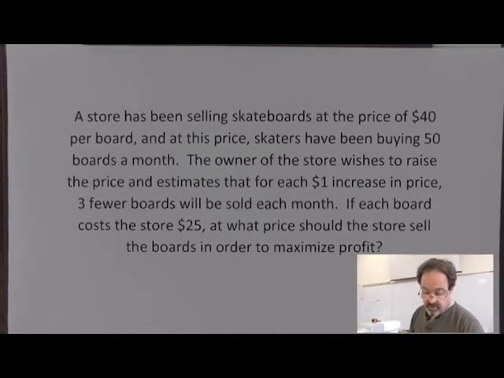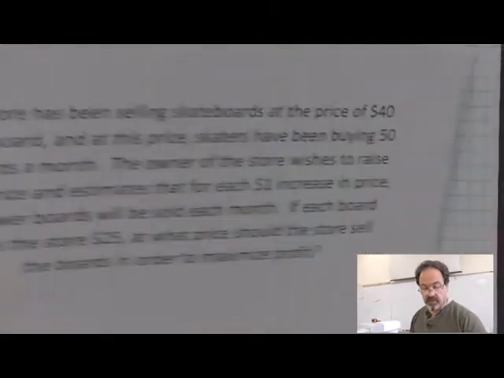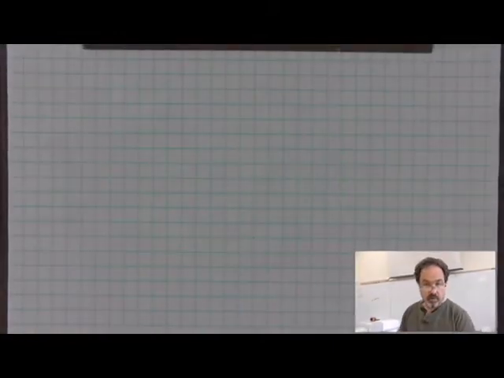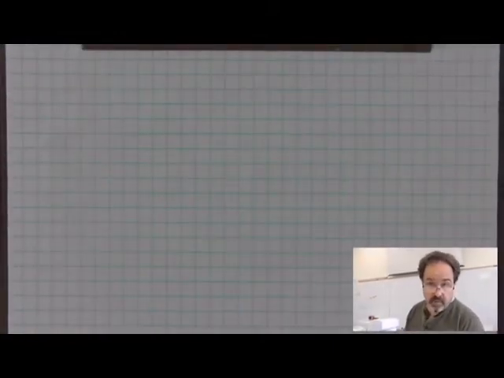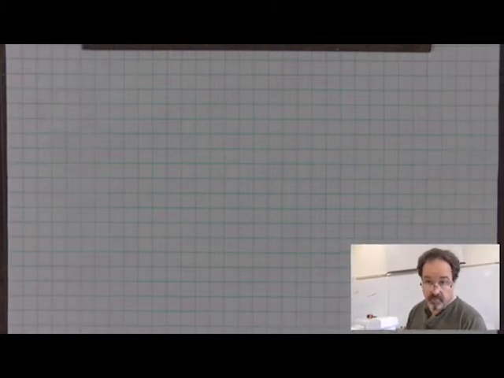A store has been selling skateboards at the price of $40 per board, and at this price, skaters have been buying 50 boards a month. The owner of the store wishes to raise the price and estimates that for each $1 increase in price, 3 fewer boards will be sold each month. If each board costs the store $25, at what price should the store sell the boards in order to maximize profit? This is an optimization problem because we're looking for the maximum in the situation, maximum money made.